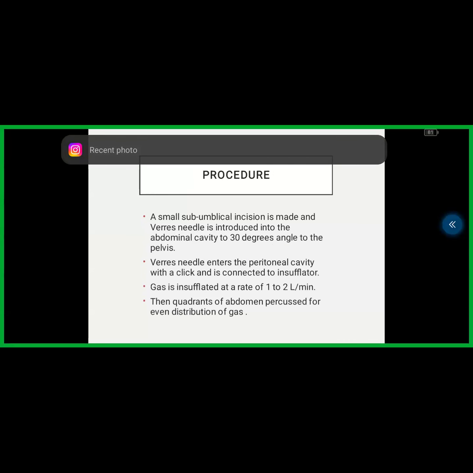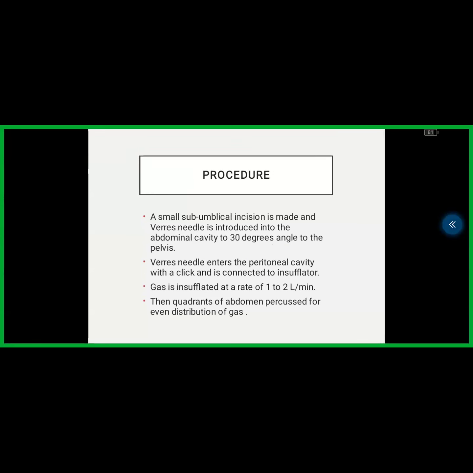Then for the procedure of laparoscopy, we should know the various instruments. We have the Veress needle, we have the trocar, we have the laparoscope. So basically, the Veress needle is what creates the initial incision, while the trocar is inserted, and it's through the trocar that the laparoscope is actually inserted.